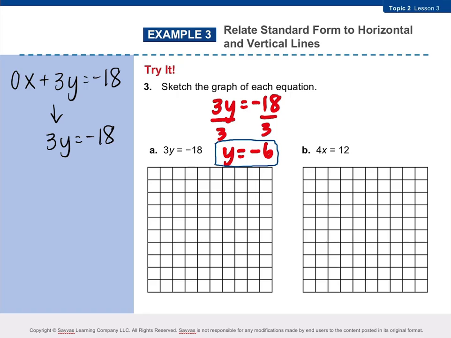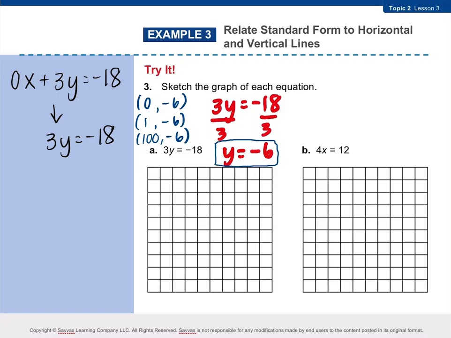So what would it look like for any number for x? If 0 was x, I would get -6 for y. If 1 was x, I would get -6 for y. If 100 was x, I would get -6 for y, right? Because I don't even have an x. So I could keep plugging those numbers in. What the equation is telling me is that y is -6. That means y equals -6 always.